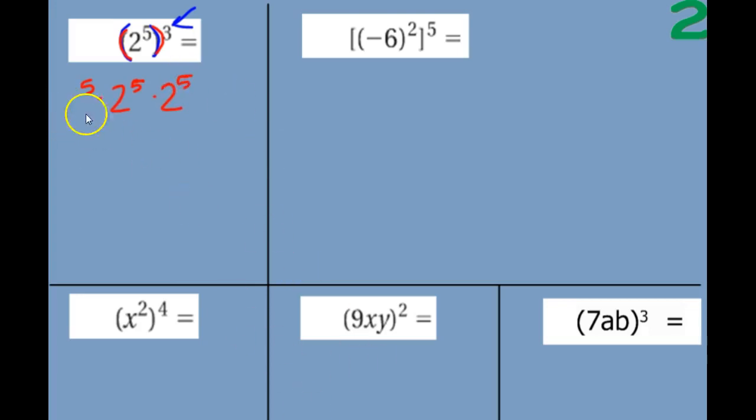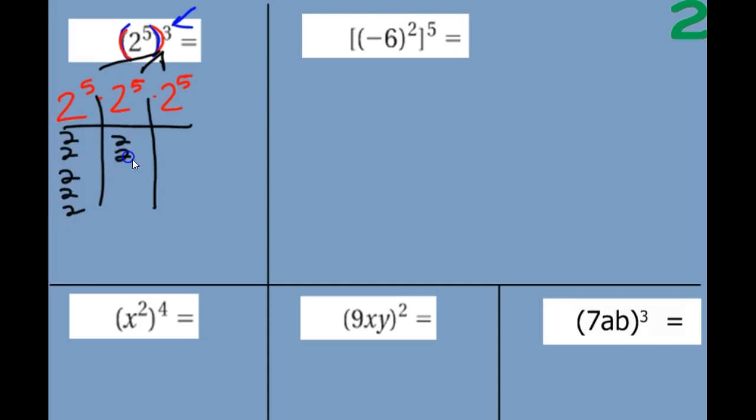Make all my 2's look the same. So now we wrote that 3 times. 1, 2, 3. Now we can count up how many 2's we are really going to have. Well, this is 2 times 2 times 2 times 2 times 2, 5 times. Same thing here, and same thing here. So how many 2's do I have total? Well, 5 and another 5 and another 5, 5, 10, 15. So 2 to the exponent, or to the power of 15.